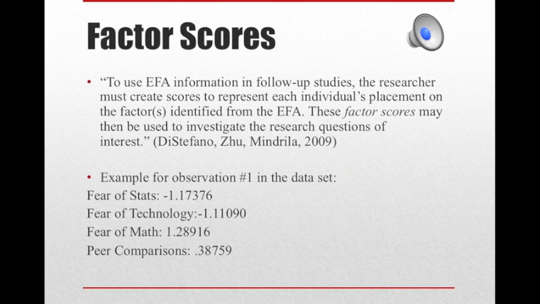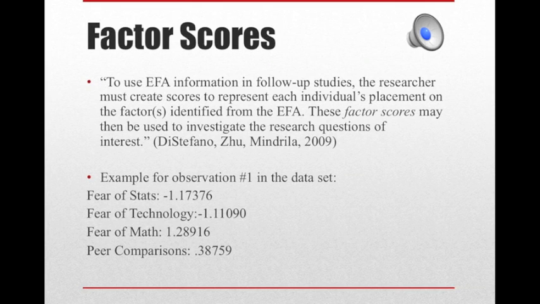Factor scores are estimates that show us where each individual is located on the identified factors, or how much of each factor is present in each individual. For instance, for one individual in our dataset, we may obtain scores such as the ones presented on this slide. If these scores have a mean of 0 and a standard deviation of 1, we can see that this individual has scores that are very low on fear of statistics and technology, but has significant fear of math, and is somewhere close to average on peer comparisons.